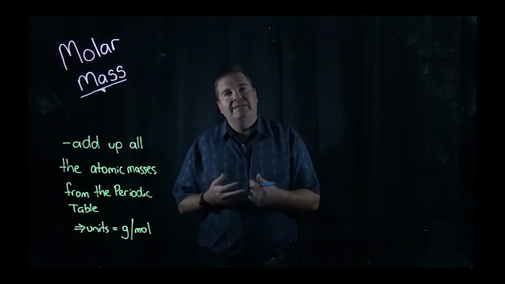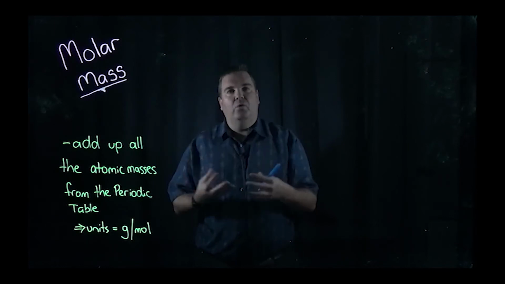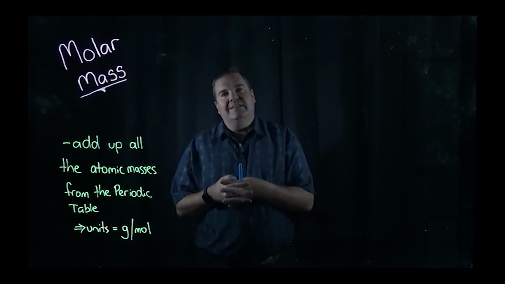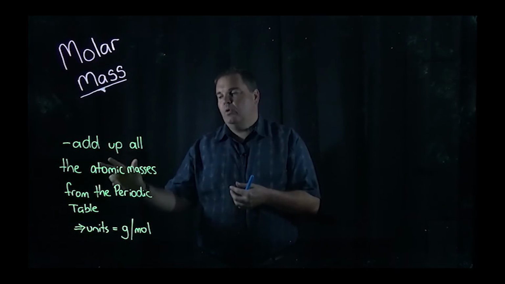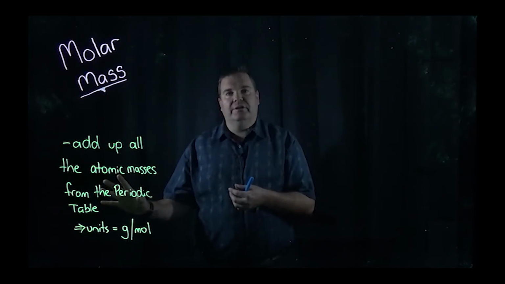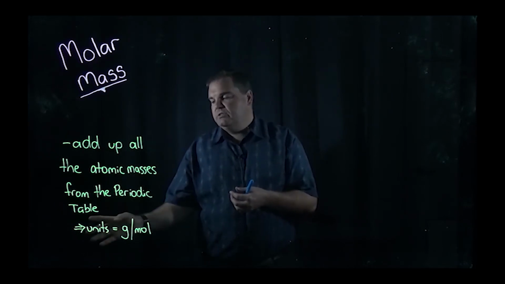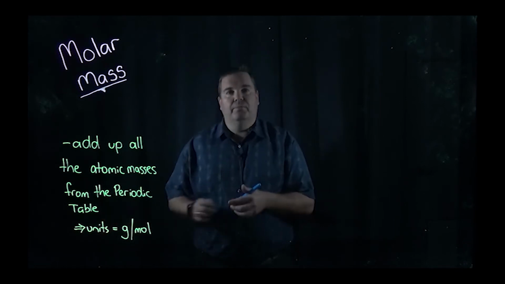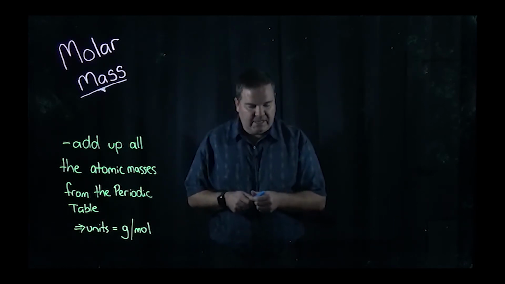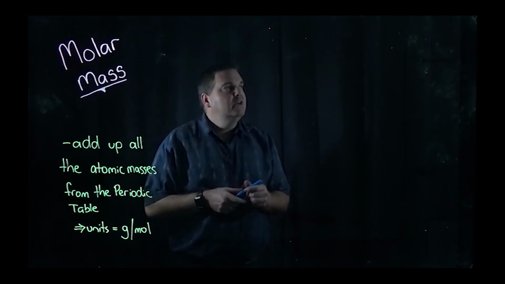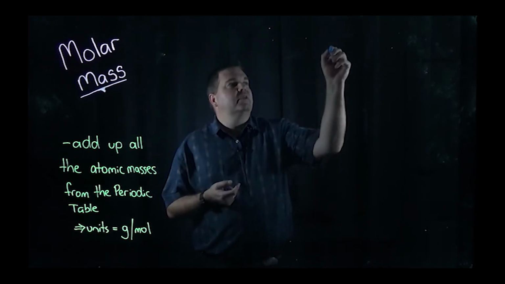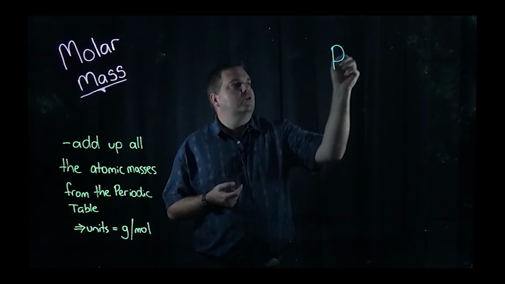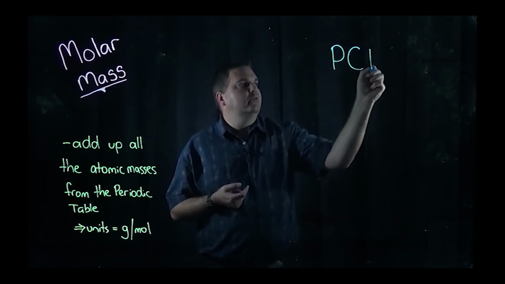So the molar mass is the mass of 1 mole of any particular substance. To calculate it, you add up all the atomic masses from the periodic table. And the units for molar mass are grams per mole. I'm just going to do a couple of quick examples so you can see what I'm talking about. I'm going to start off with something like phosphorus trichloride, PCl3.